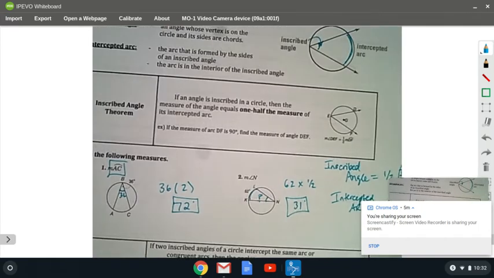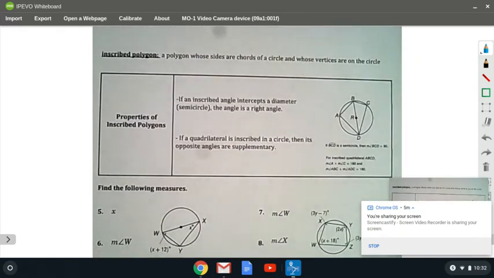All right, flipping to the next slide here. We also have inscribed polygons. An inscribed polygon is a polygon whose sides are chords of the circle and whose vertices are on the circle.